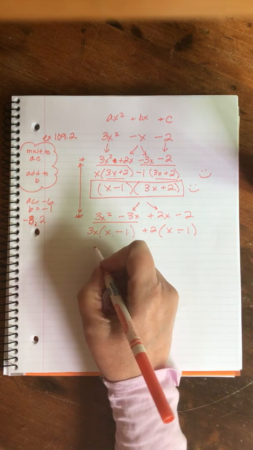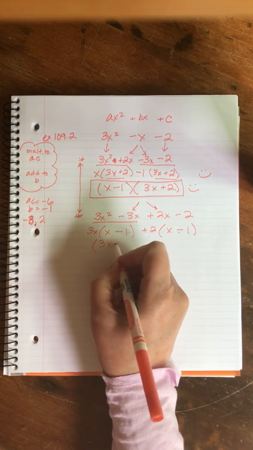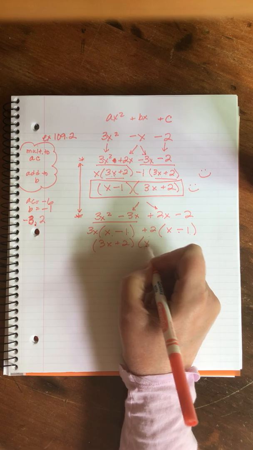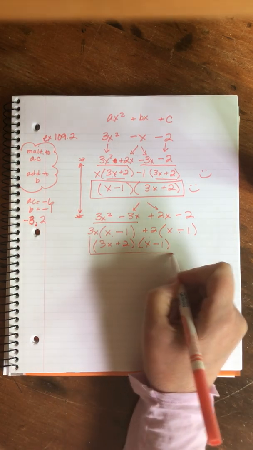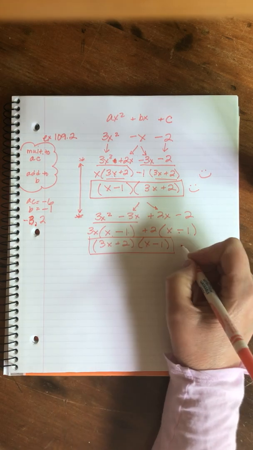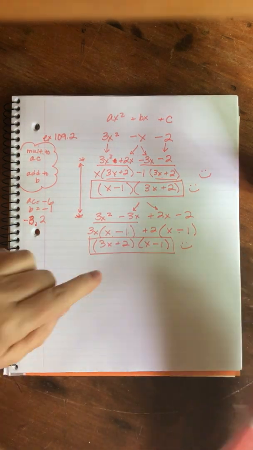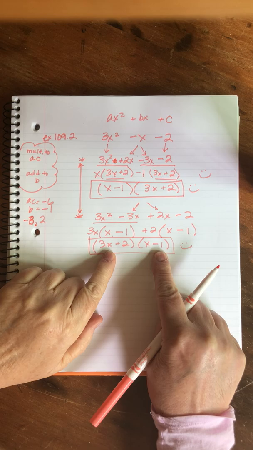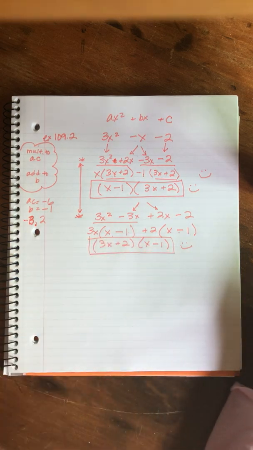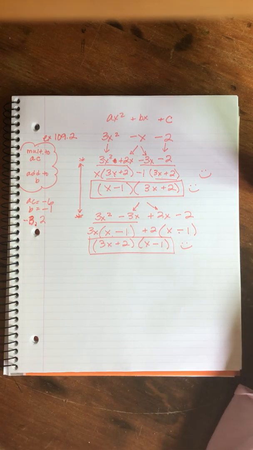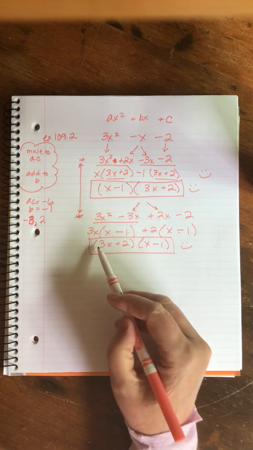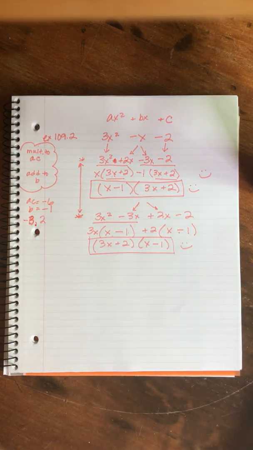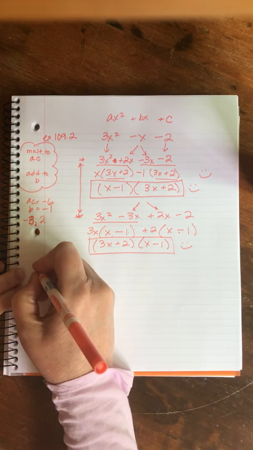So it's the same answer. 3x plus 2 times the quantity x minus 1. This is the right answer. Notice it looks exactly like this answer. It's just in a different order. Remember that order in multiplication doesn't matter, so it's okay if those parentheses are in either order. Remember that what does matter is the numbers and the signs within match. So we're good. Okay, one more.